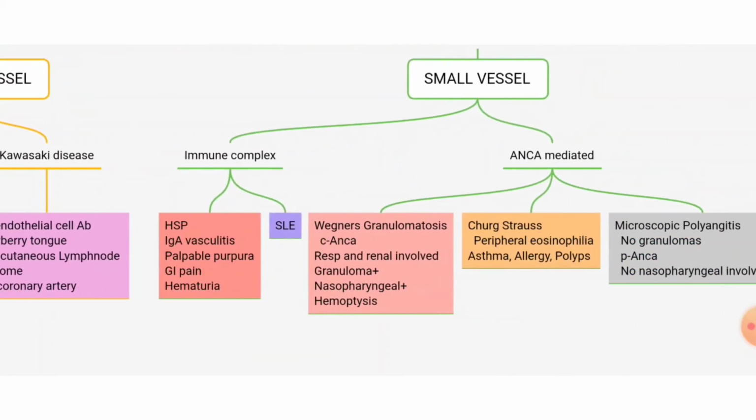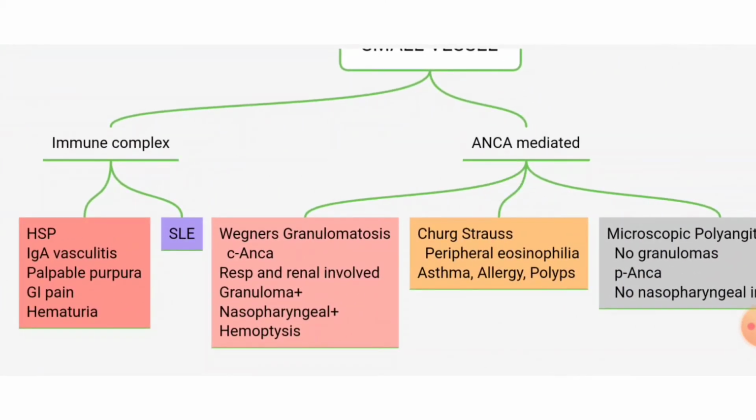Now in small vessel vasculitis, we have immune complex mediated and ANCA mediated vasculitis. So in immune complex mediated, we have HSP, Henoch-Schonlein purpura. It is an IgA vasculitis. We'll get a history of palpable purpura, GI pains and hematuria. And SLE is also immune complex mediated.